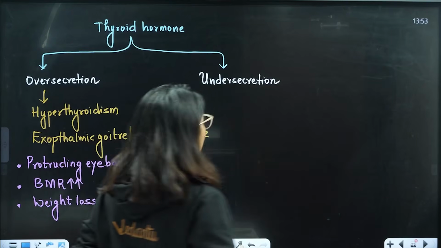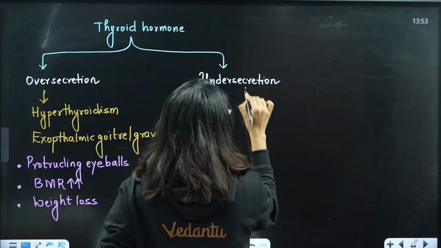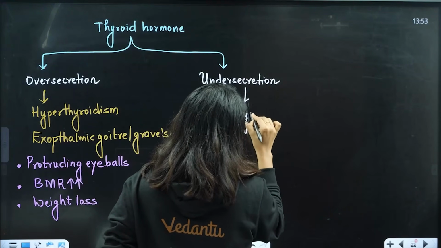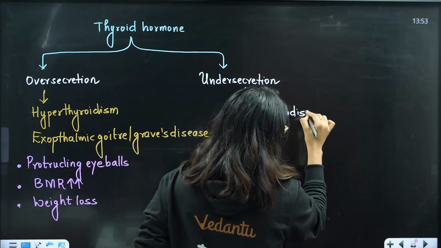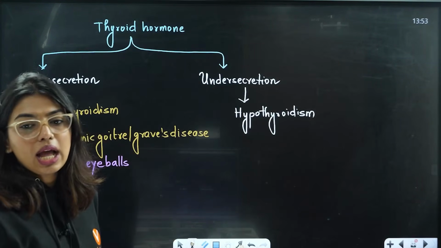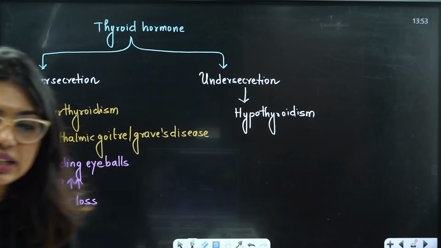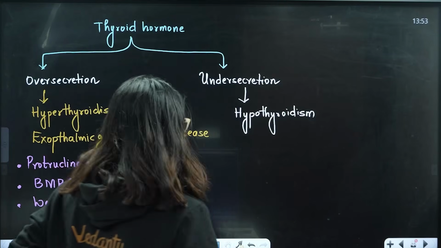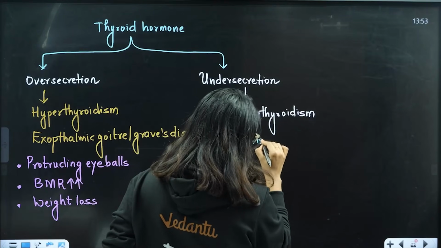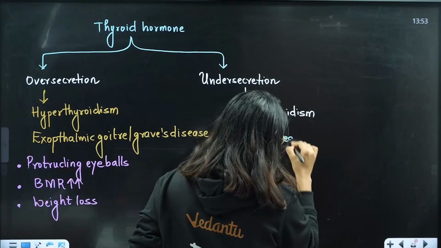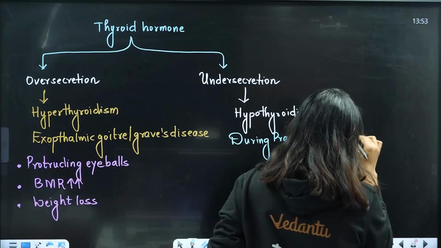If under secretion, that means if secretion is hypo, what will happen? This will lead to hypothyroidism. Okay, hypothyroidism, students, especially if it happens during pregnancy. If it happens during pregnancy, what is the situation? During pregnancy, it is going to lead to cretinism.